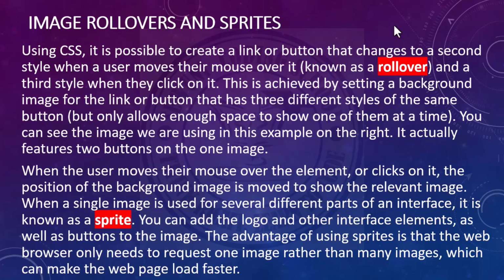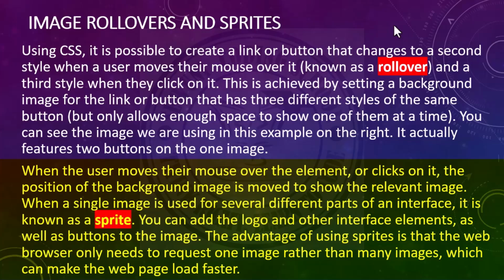When the user moves their mouse over the element or clicks on it, the position of the background image is also going to move to show the relevant image. When a single image is used for several different parts of an interface, it is known as what? Sprite. When a single image is used for several different parts of an interface, it is called a sprite.